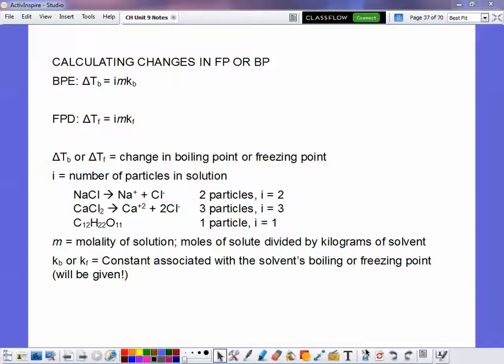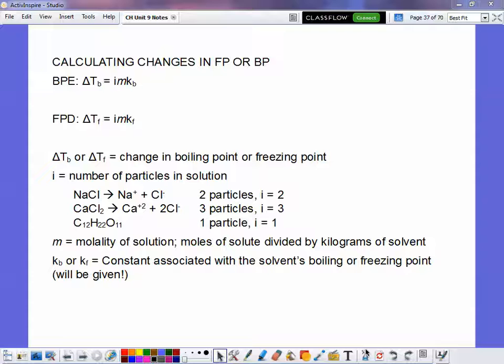So to calculate the change in the freezing or boiling point of a solution, the change from the original solvent, we're going to use this formula. And if you're looking at the two formulas, they look almost identical. Delta Tb equals iMKb, or delta Tf equals iMKf.